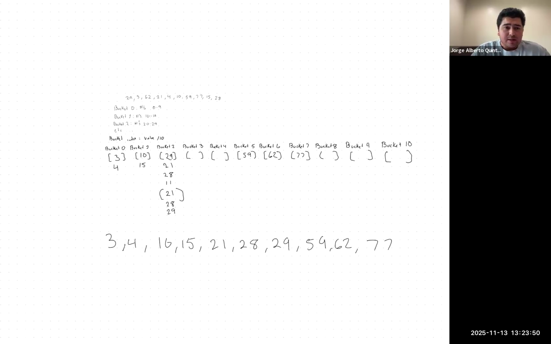To summarize bucket sort, it's fairly simple. You decide how many buckets you need and what range each bucket should cover. Then you distribute each element into the correct bucket, sort the elements inside each bucket, and then put the buckets in order. And then you will have your range of data in the order from smallest to largest.